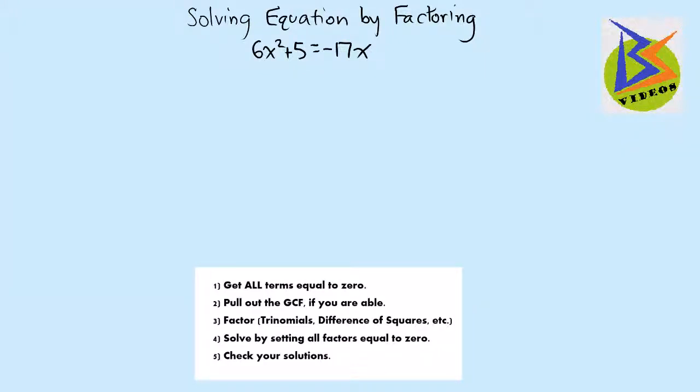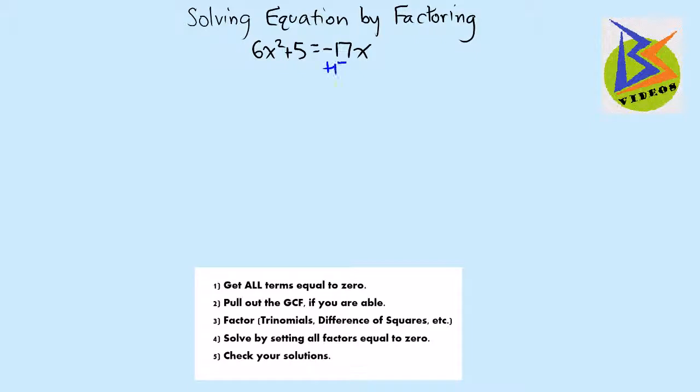In this video, we're going to take a look at solving equations by factoring. If you look down here, we have our 5 steps that we're going to go through in order to do this. So let's go ahead and get started with our problem: 6x squared plus 5 equals negative 17x.